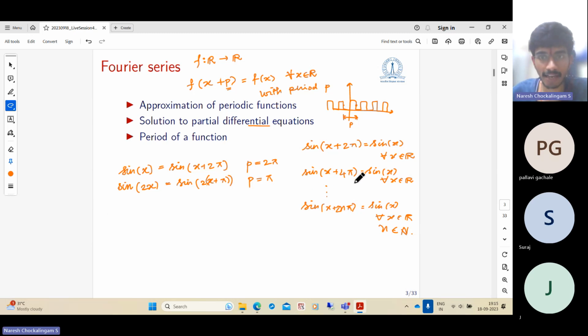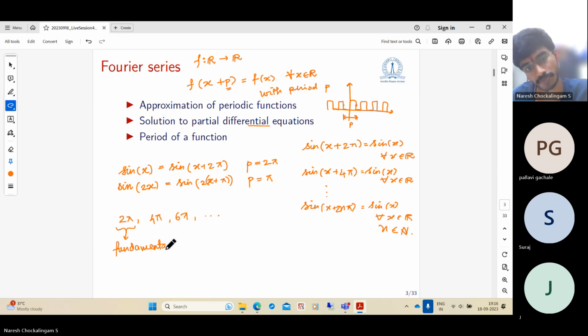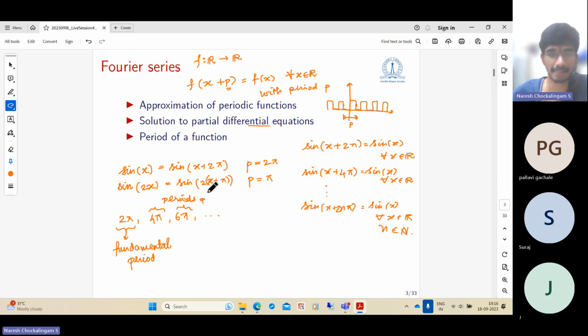Therefore, what are all the periods of sine? 2 pi is a period, 4 pi is a period, 6 pi is a period, and any even multiple of pi is a period for the sine function. But what is the fundamental period? The smallest number which satisfies this is called the fundamental period. So 2 pi is the fundamental period of sine x, whereas 4 pi, 6 pi, 8 pi are all just periods. So this distinction is important.